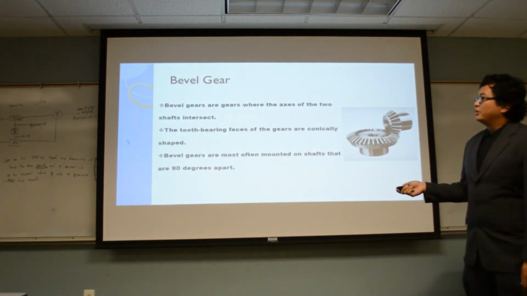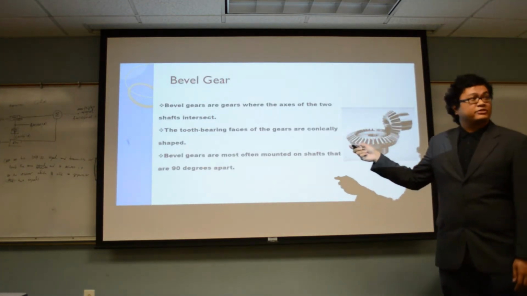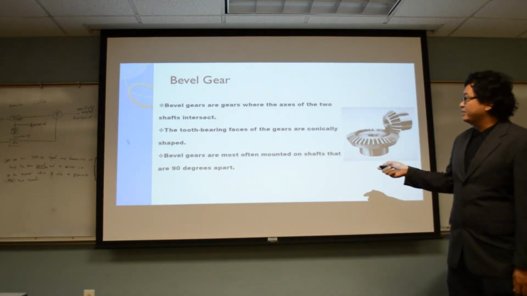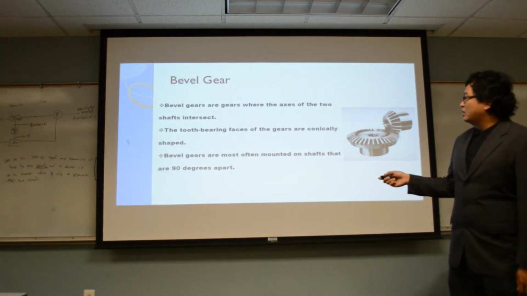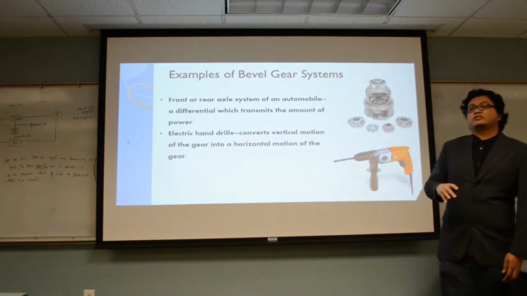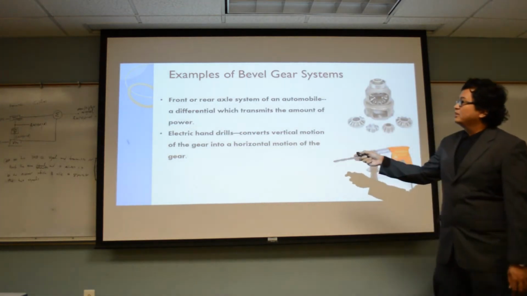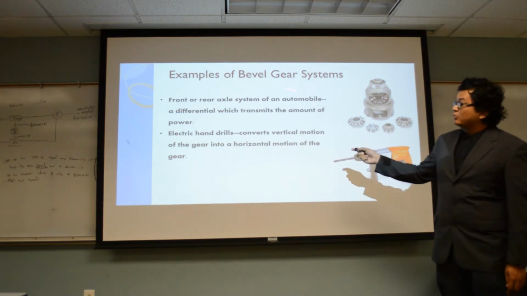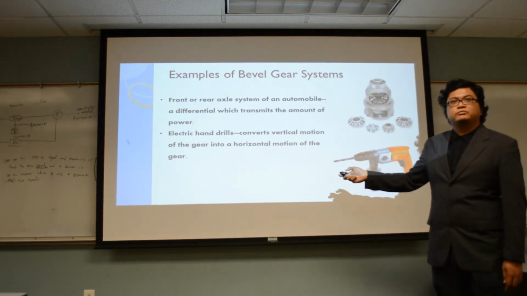Bevel gears are where the axes of the two shafts intersect. The tooth-bearing faces of the gears are conically shaped and are most often mounted on shafts that are 90 degrees apart. Example of bevel gear systems: as you can see here, they're used in differential systems on automobiles and also in electric hand drills.